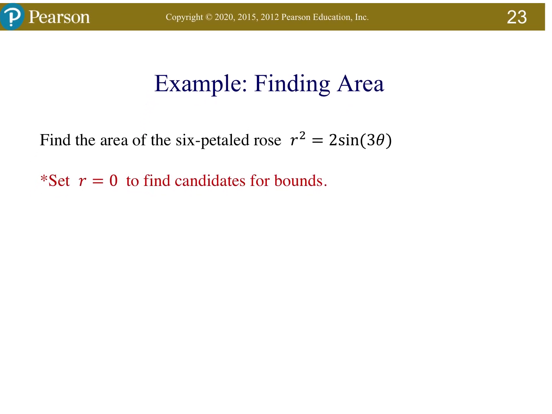Okay, here's a pretty one. Find the area of the 6 petaled rose. r squared equals 2 sine 3 theta. What's the inherent problem with graphing this with your calculator? It's r squared. So how are we going to graph that correctly?